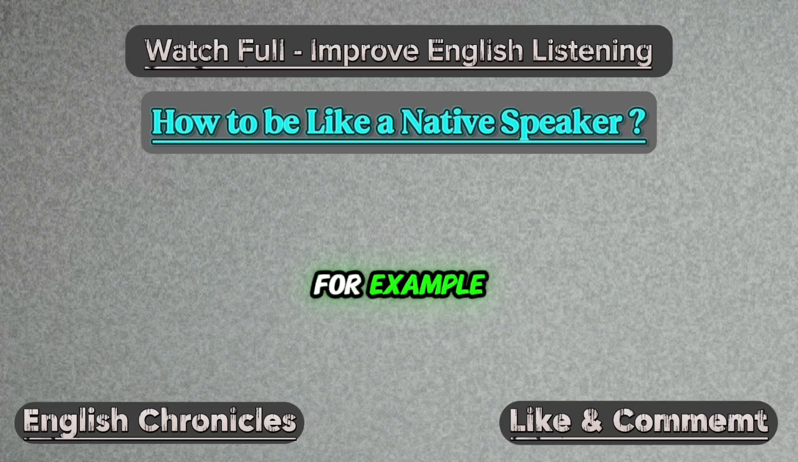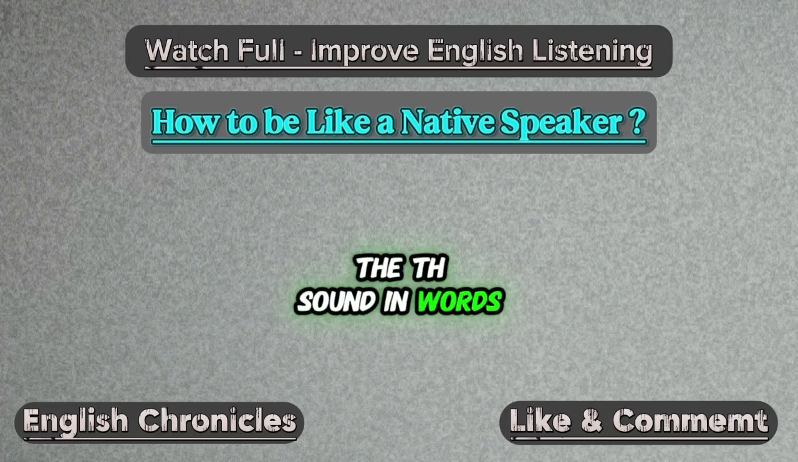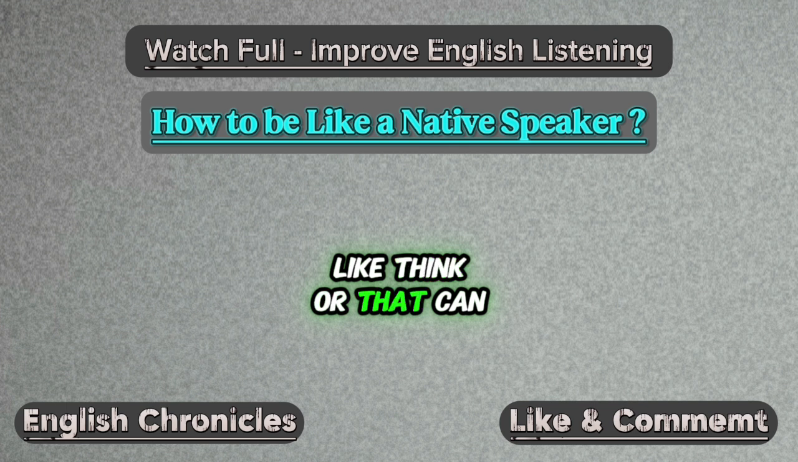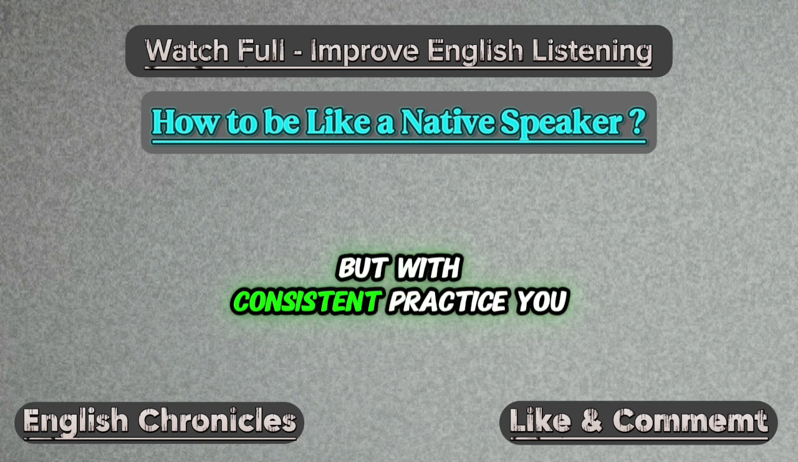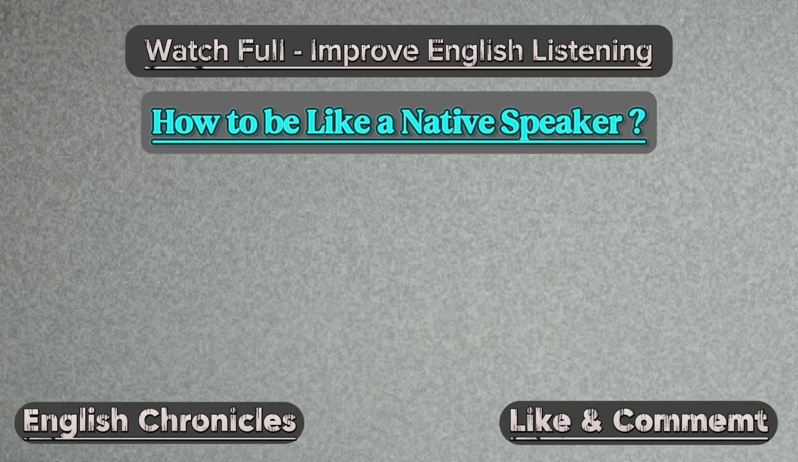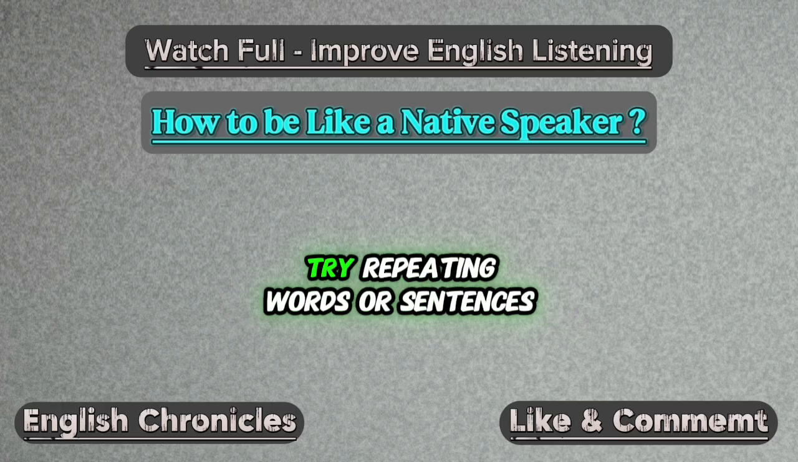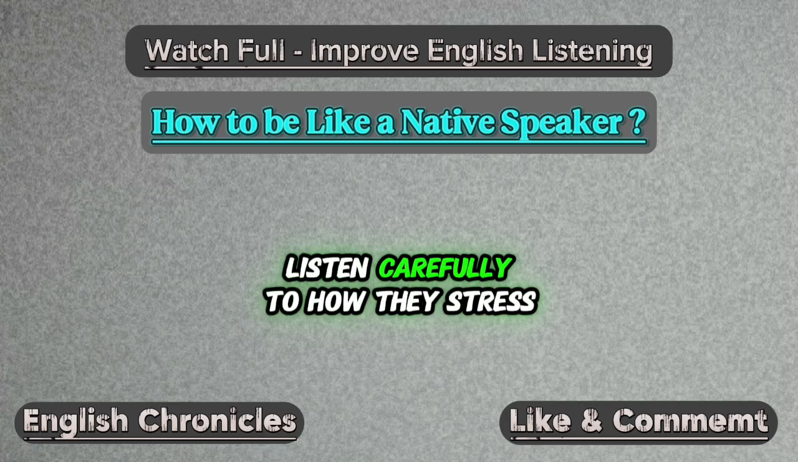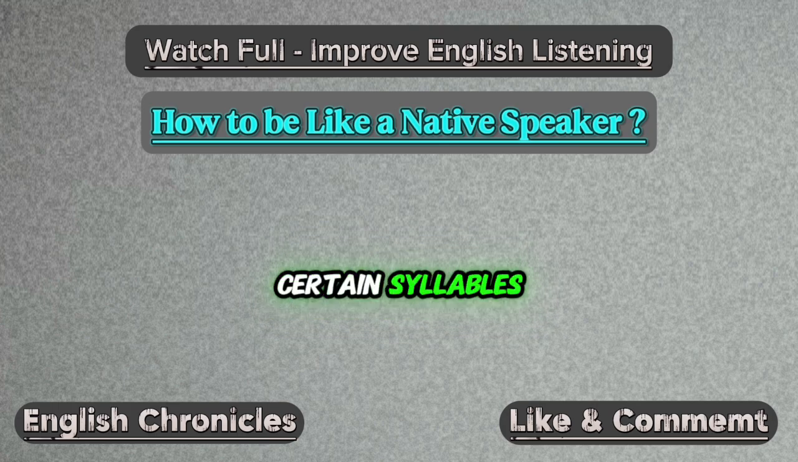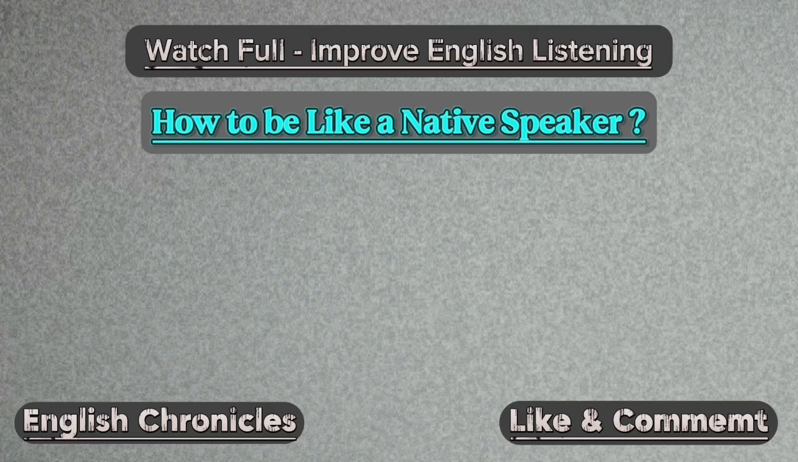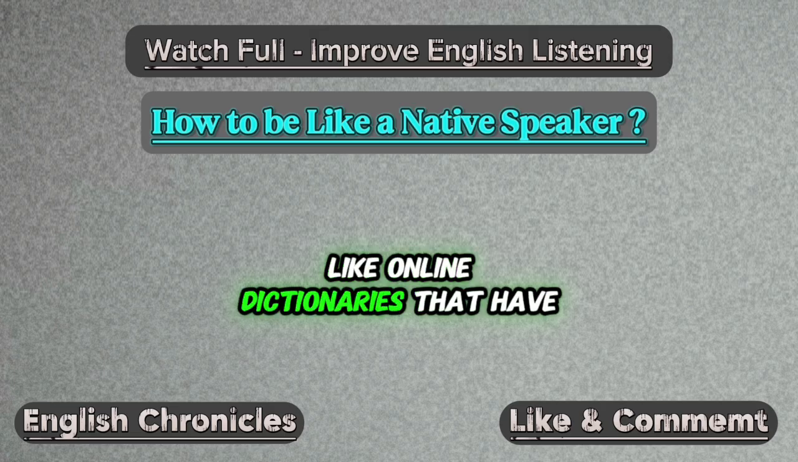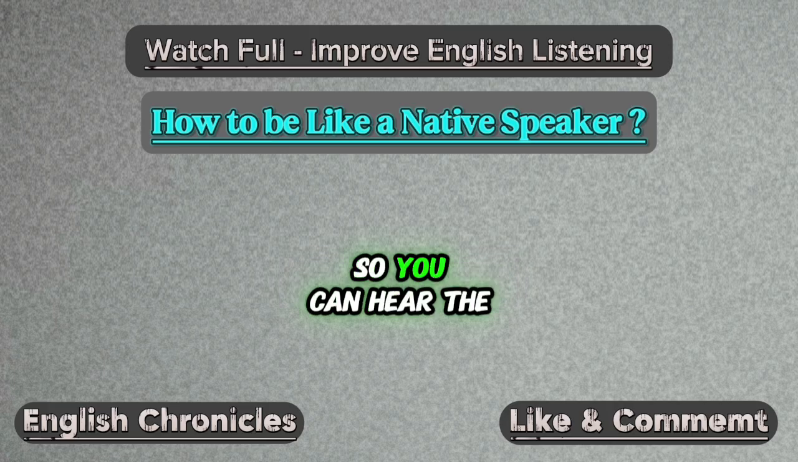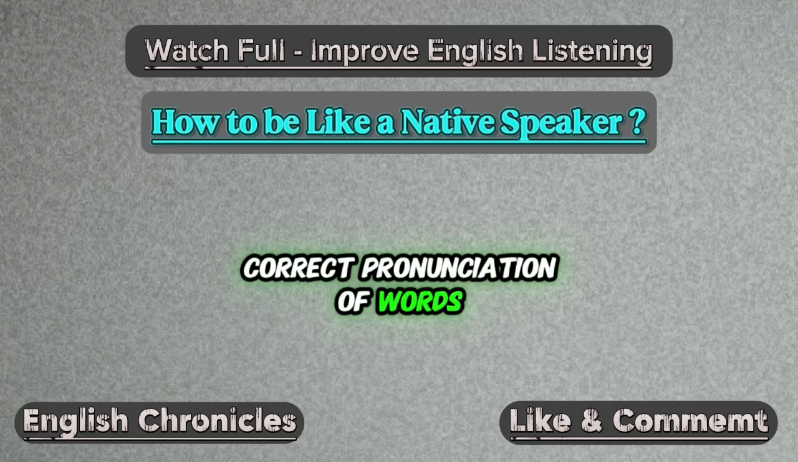For example, the th sound in words like think or that can be tricky, but with consistent practice, you can get it right. To improve your pronunciation, try repeating words or sentences you hear from native speakers. Listen carefully to how they stress certain syllables and how their tone rises and falls. Use tools like online dictionaries that have audio features, so you can hear the correct pronunciation of words.